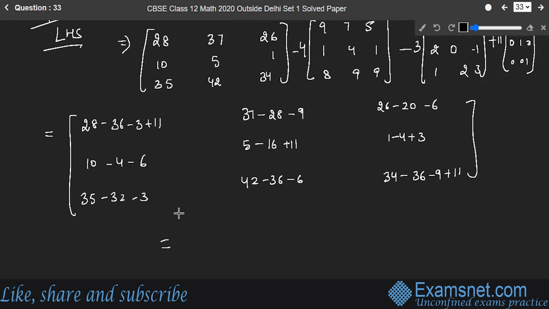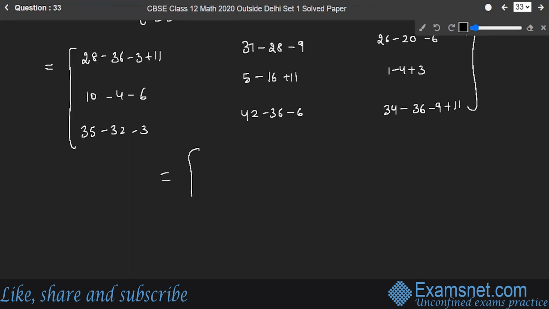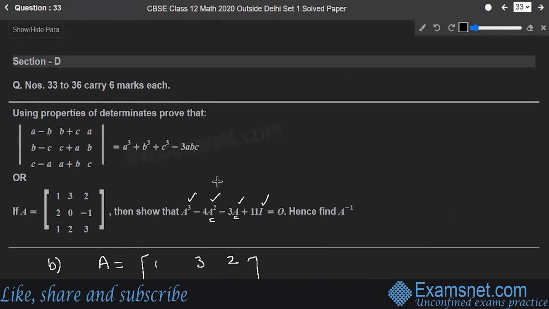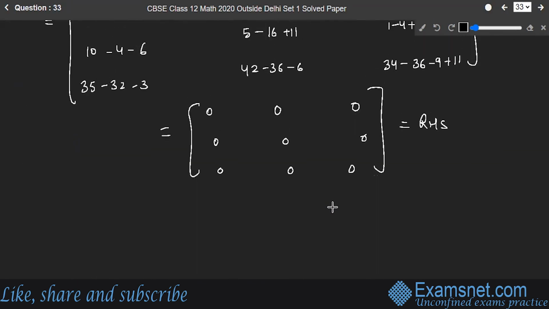So this will be equal to 0, 0, 0, 0, 0, 0, 0, 0, 0. And this is your RHS, right over here. So this is equal to 0. This was what you needed to prove, hence proved.